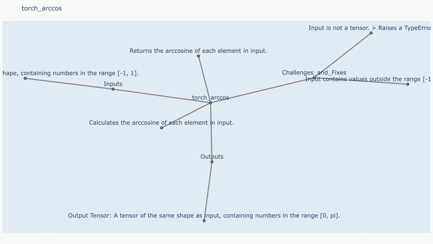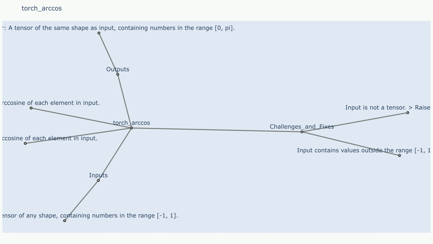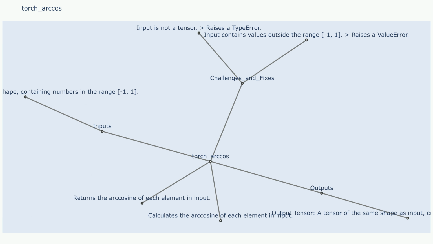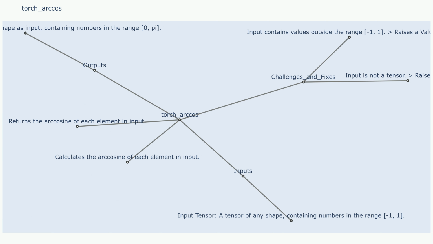torch.arccos. Description. The torch.arccos function computes the inverse cosine (arccosine) of each element in the input tensor. It returns a new tensor with the same size as the input tensor, where each element represents the angle whose cosine is the corresponding element in the input tensor. The returned angle is in radians.